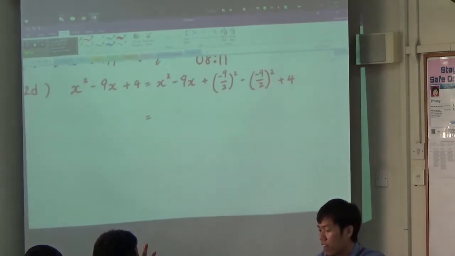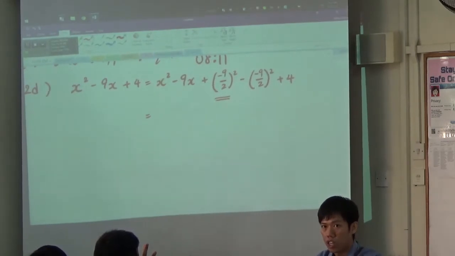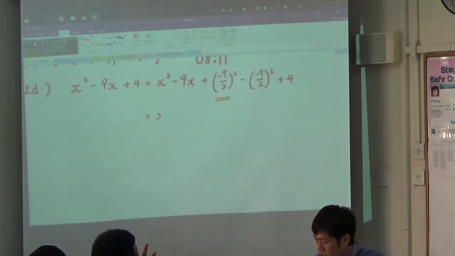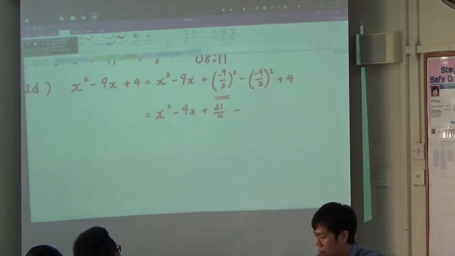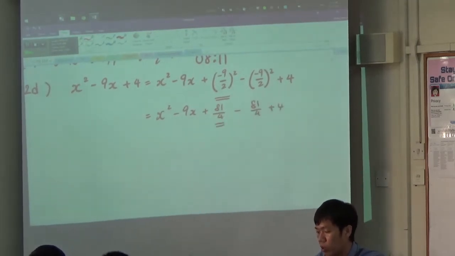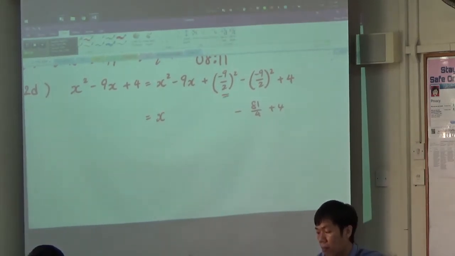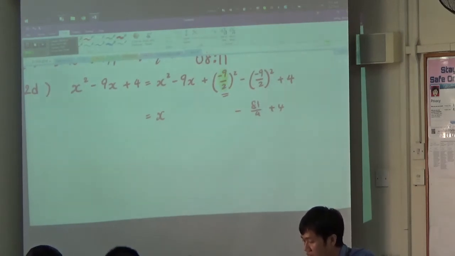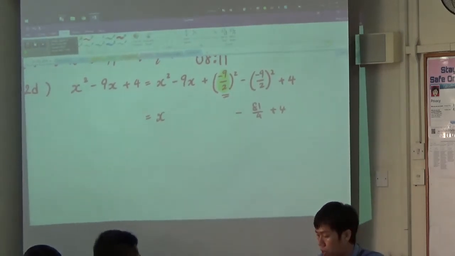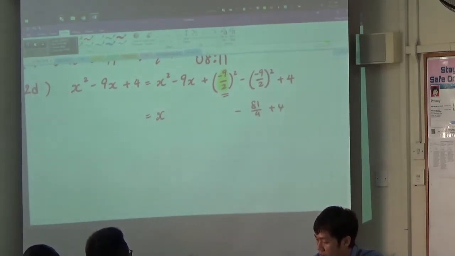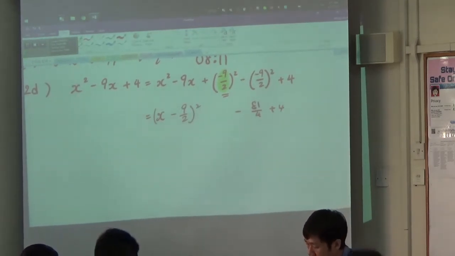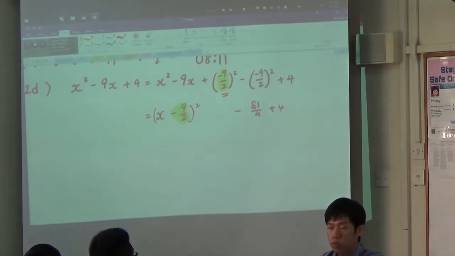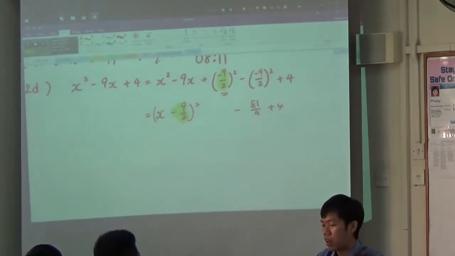Okay, shall we evaluate this to become 81 over 4? Is there a need to? So meaning, this step, x squared minus 9x plus 81 over 4 minus 81 over 4 plus 4. Is there a need to evaluate this? There's no need, because I want it in this form. I want to be able to see that this is going to be in my bracket. It is going to be my perfect square. Like this, x minus 9 over 2, and I square it. Same thing over here. Then I subtract my 81 over 4, and then I plus 4.